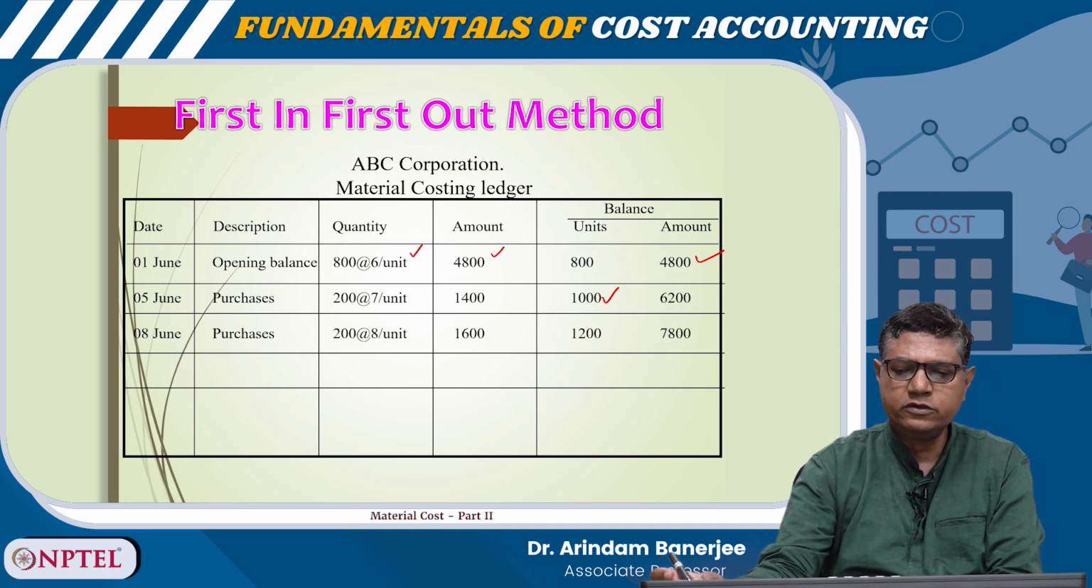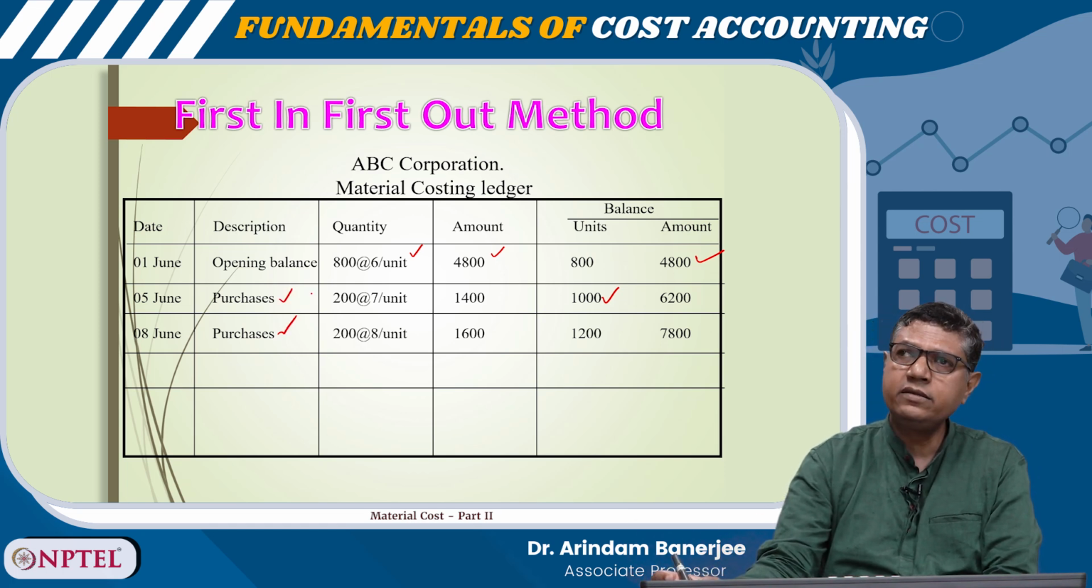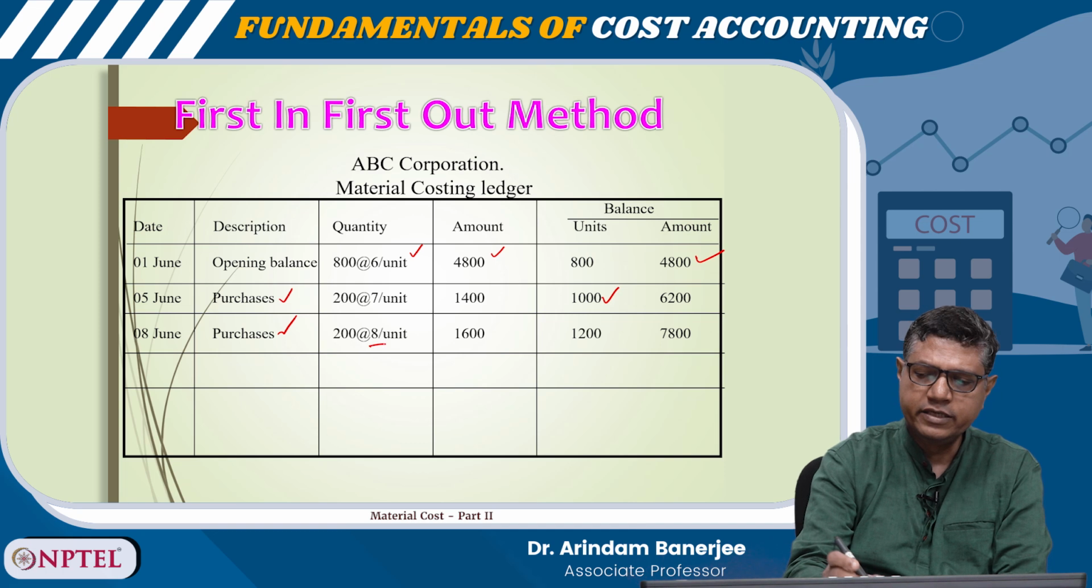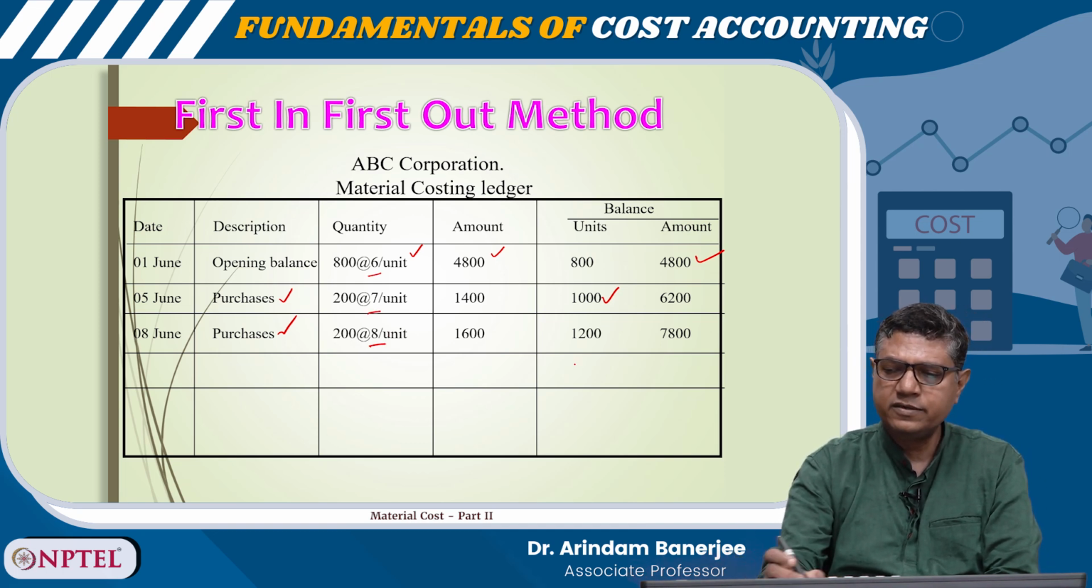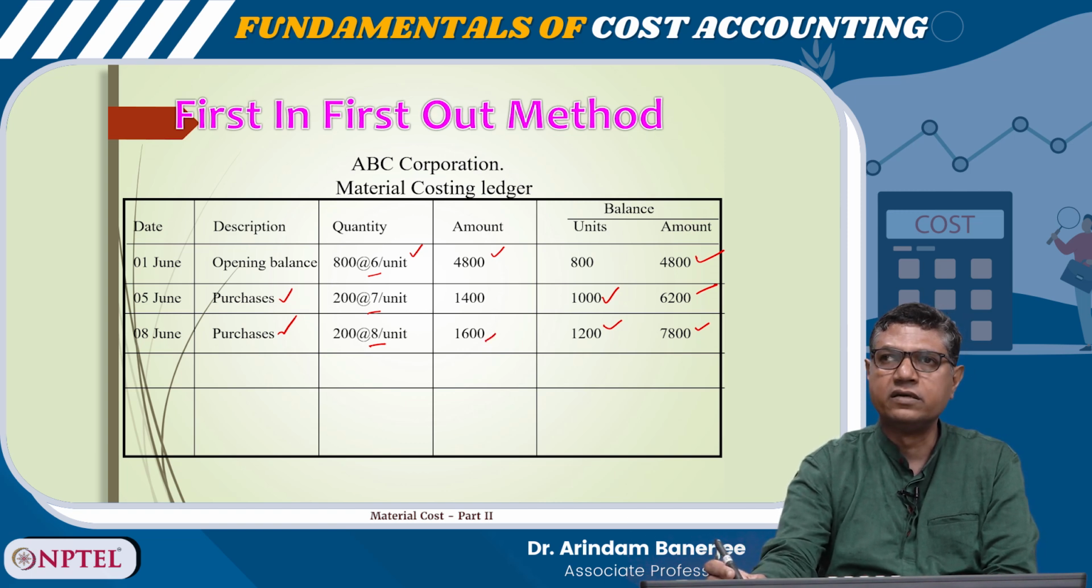Then again on 8th June, new purchase. So, both of them are purchases, right? Now, again the rate changed to 8. See, the rate is continuously changing. So, now the value is how much? 200 into 8, 1600, right? So, 6200 plus 1600, 7800.